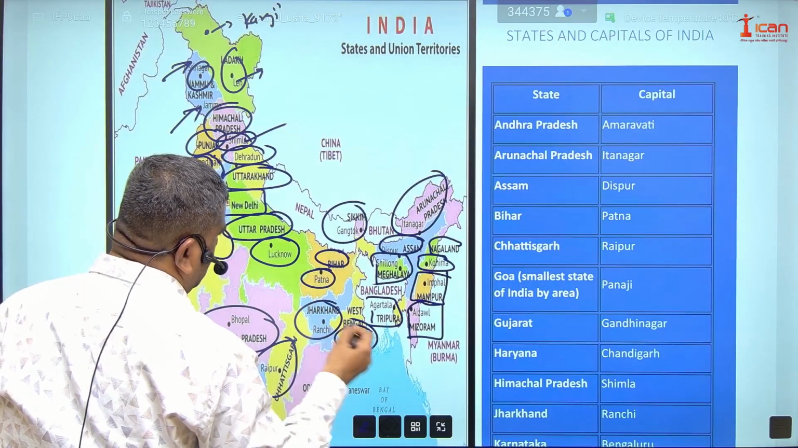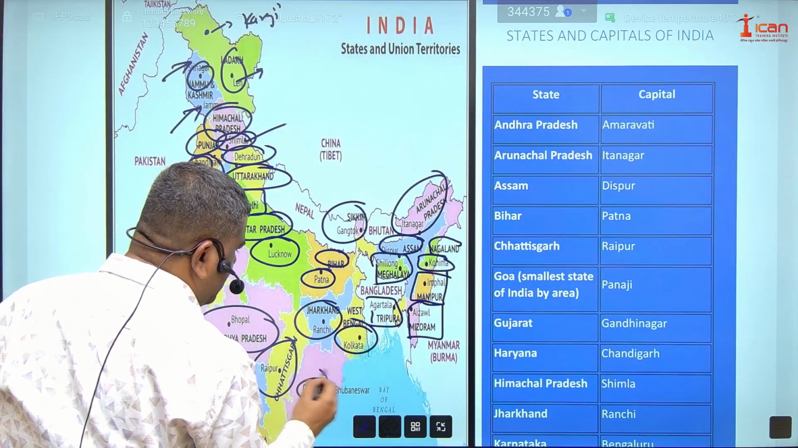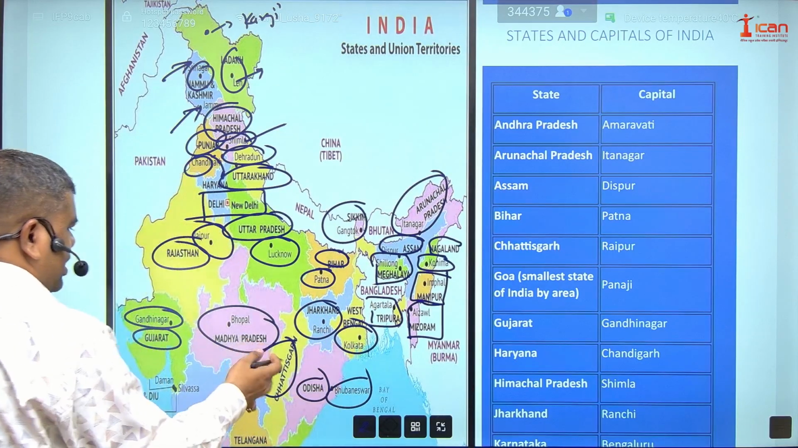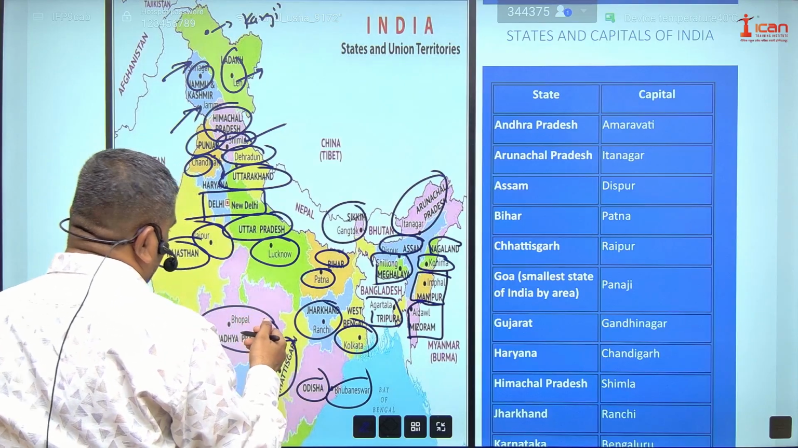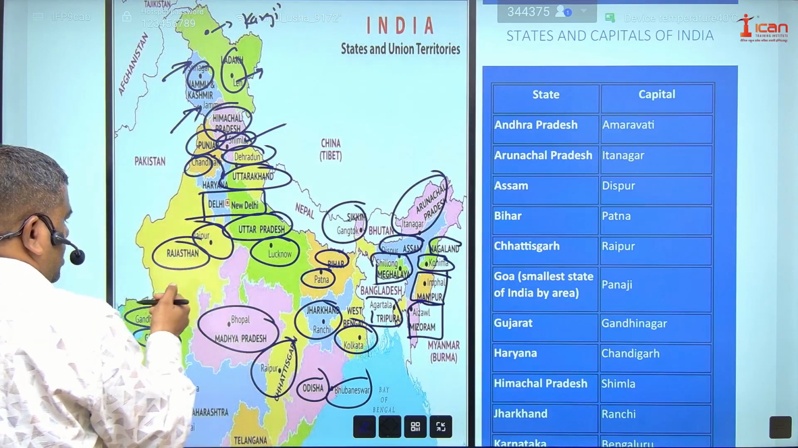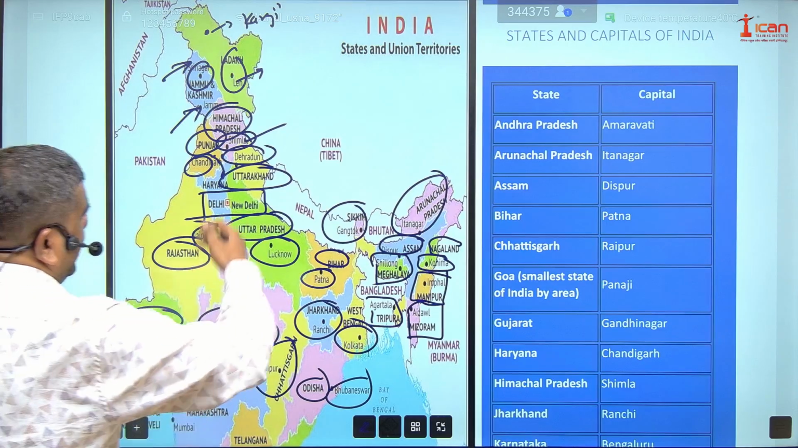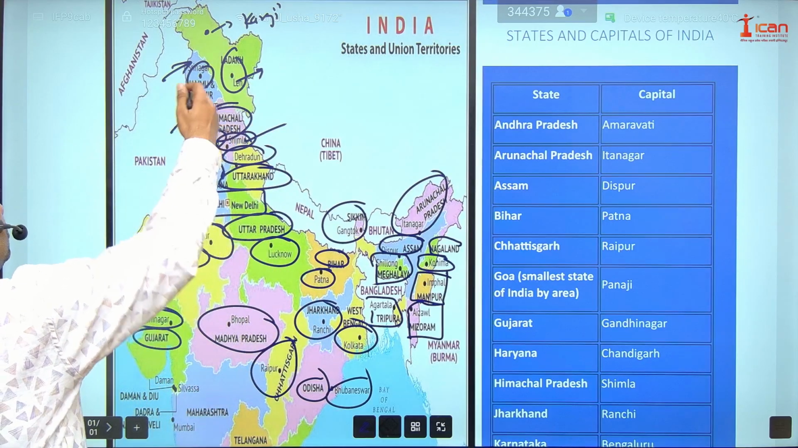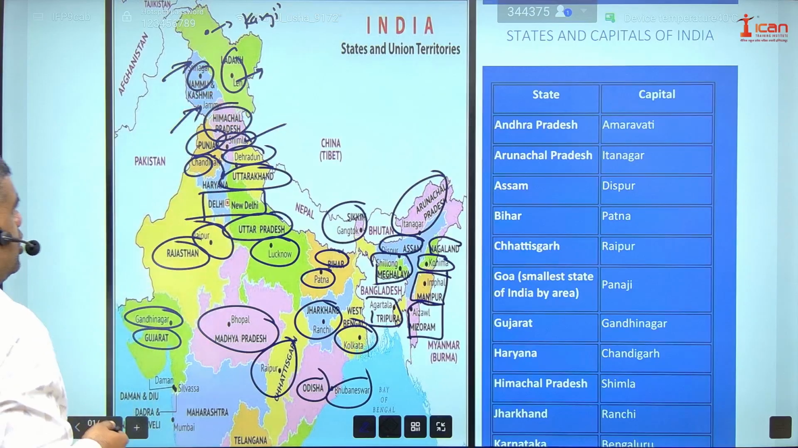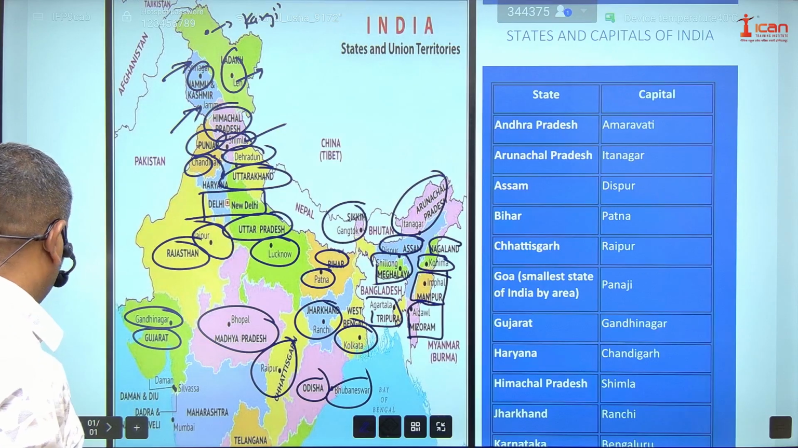Then we have 4 states. We have Odisha, which has Bhubaneswar. These 4 states here. In central India, we have Chhattisgarh. We have Madhya Pradesh. We have Uttar Pradesh, Rajasthan. To the west, we have Gujarat. In the north, if you go, Uttarakhand, Haryana, Punjab, Himachal Pradesh, and the Union Territories of Jammu Kashmir and Ladakh.